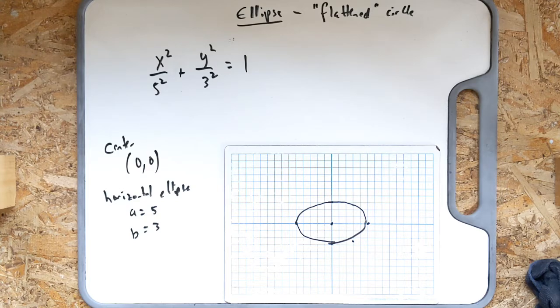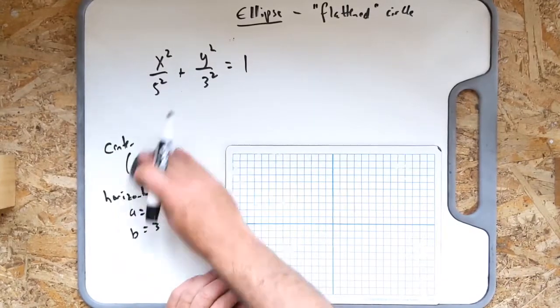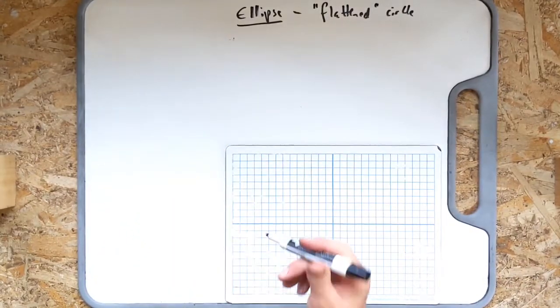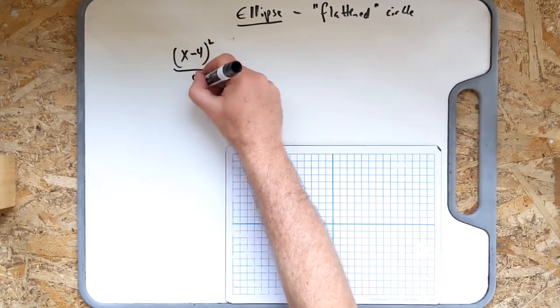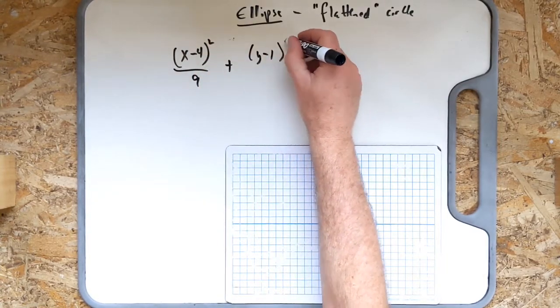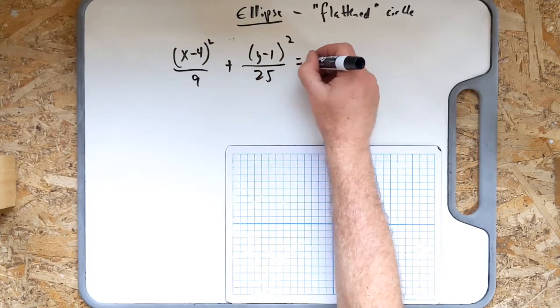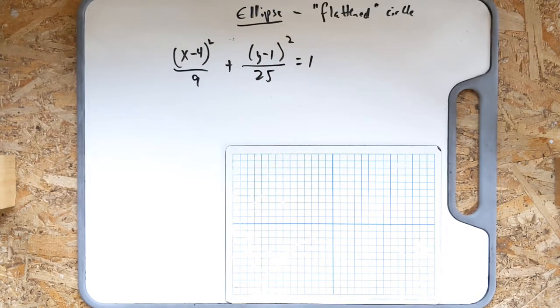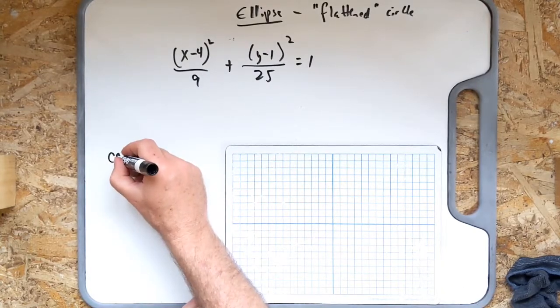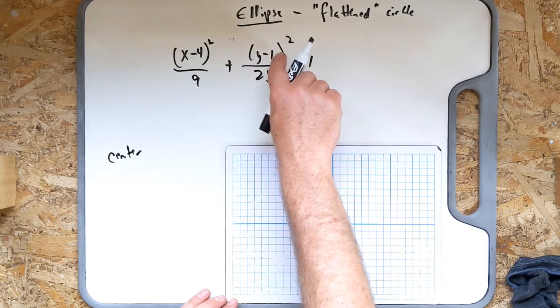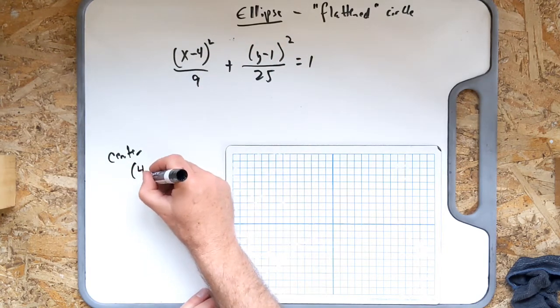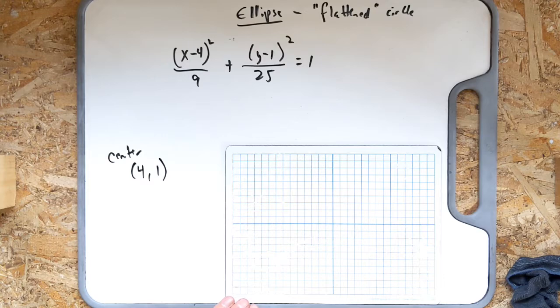Okay, let's try another one. This time I'm going to have the center not be 0, 0. So let's see, I've got x minus 4 squared over 9 plus y minus 1 squared over 25 equals 1. Okay, so let's start again. Center. Remember to reverse them just like you did in the circle. This is x minus h, y minus k, so it's positive 4, positive 1, not negative 4, negative 1. I'll draw that first.